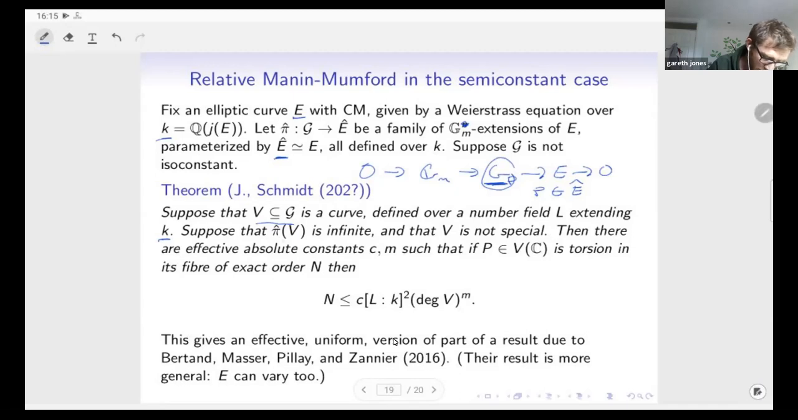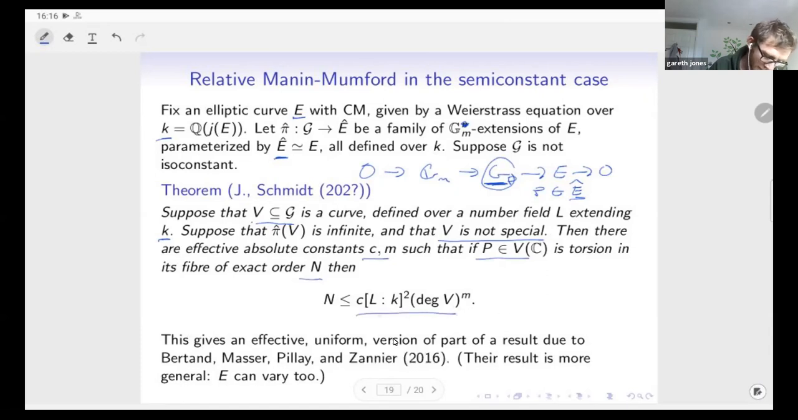And then I suppose that when I project this curve down to E hat, what I get is infinite. And I make this assumption that V is not special. So the special ones are the ones we know the theorem doesn't work for. But special is a bit technical, so I won't say what that means. Under these assumptions, I get effective absolute constants C and M, such that if I have a point of torsion in its fiber of exact order N, then N is bounded in this way here.